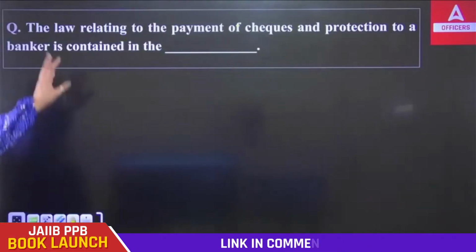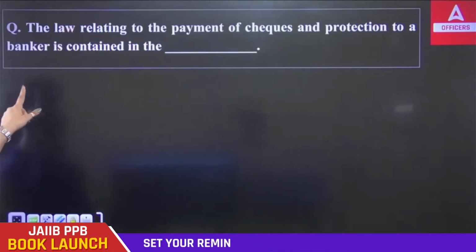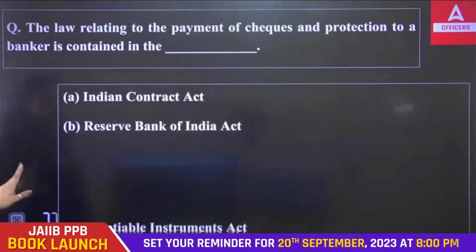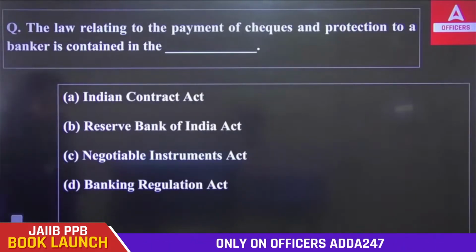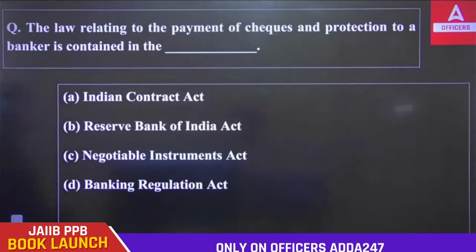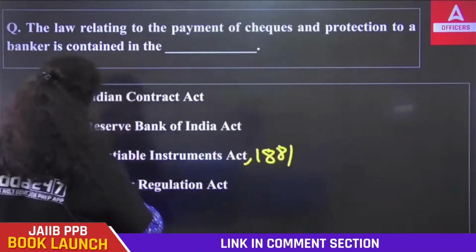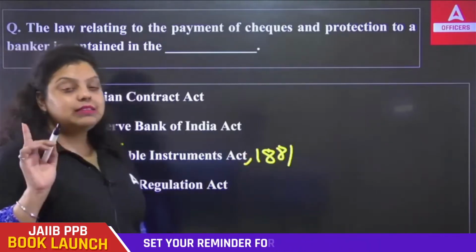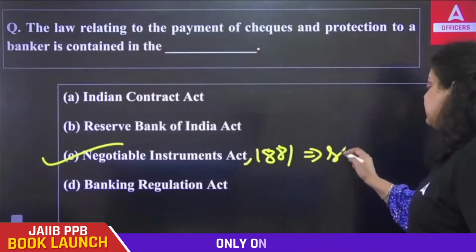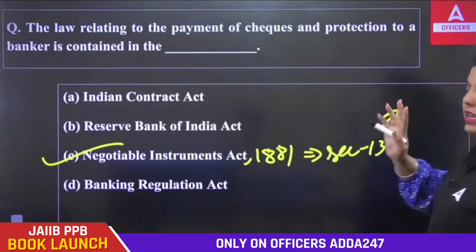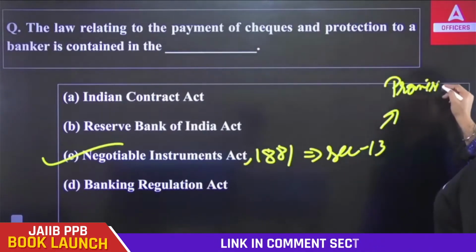Then the question is asking: the law relating to the payment of check and the protection of a banker is contained in which of the following acts? First we have the Indian Contract Act, Reserve Bank of India Act, Negotiable Instruments Act, Banking Regulation Act. The Negotiable Instruments Act was introduced in the year 1881, and Section 13 of the Negotiable Instruments Act 1881 says that we have three negotiable instruments. First, we have the promissory note.